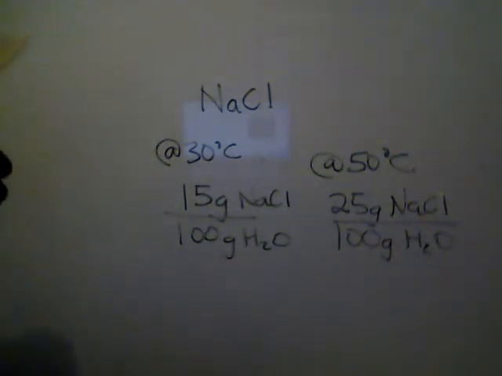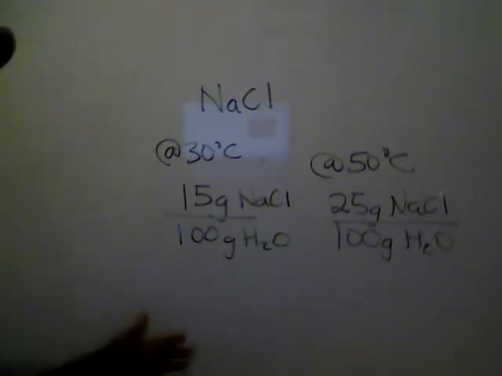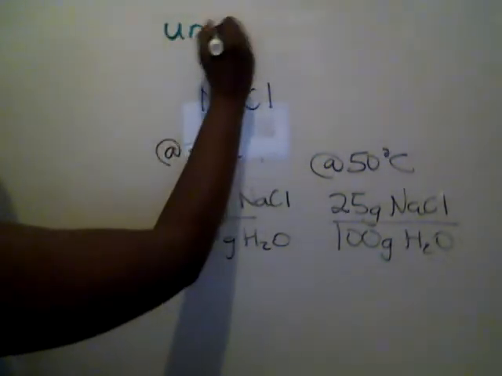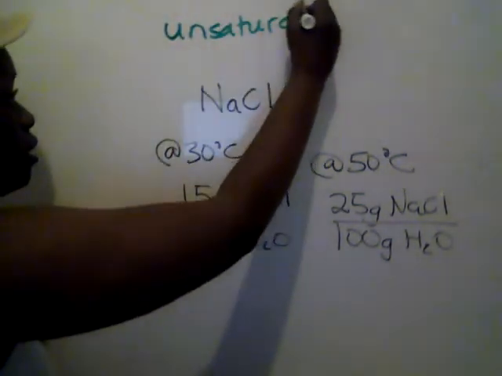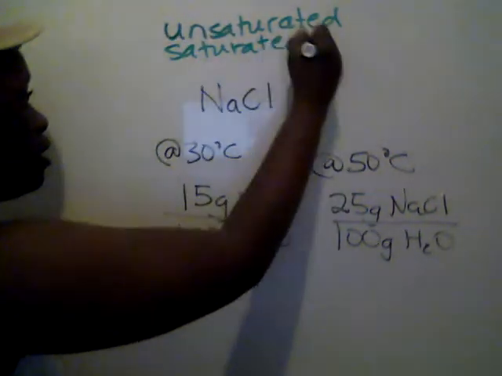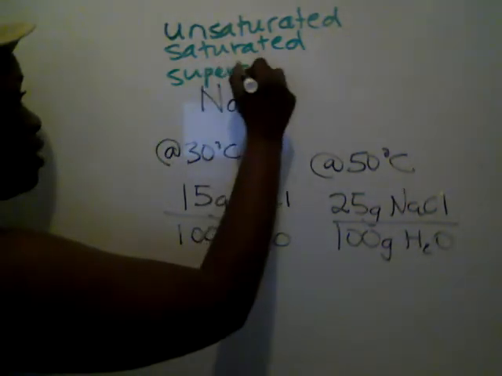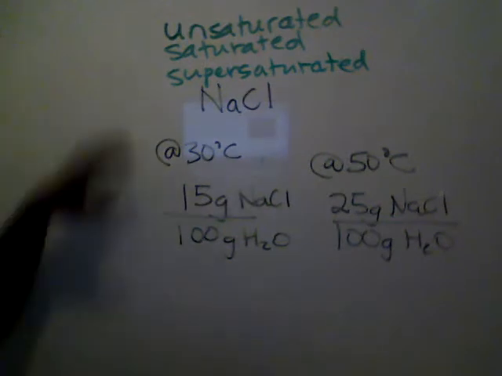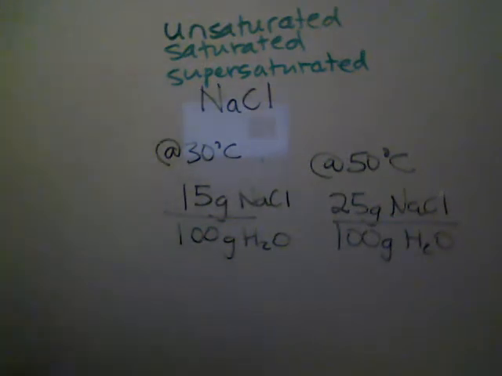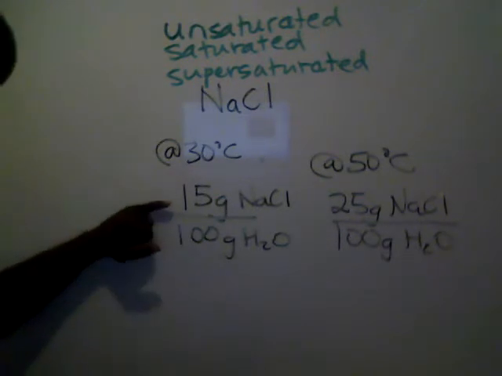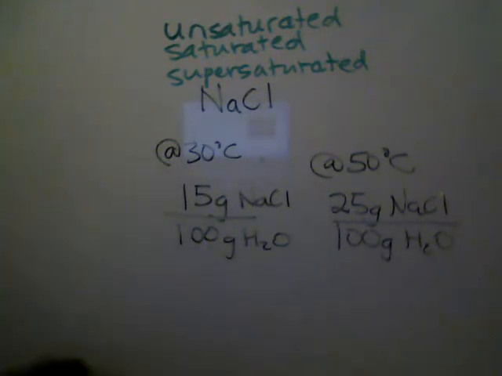So we said that as the temperature increased, we could dissolve more NaCl in the same amount of water. Now, there are some terms that your teachers will want you to be able to use when we're talking about solubility curves. And I'll write them up here at the top. We have unsaturated, saturated, and supersaturated. These are descriptions that we can use when we talk about solutions. So at 30 degrees, if we added exactly 15 grams of NaCl, we would say that it's saturated.